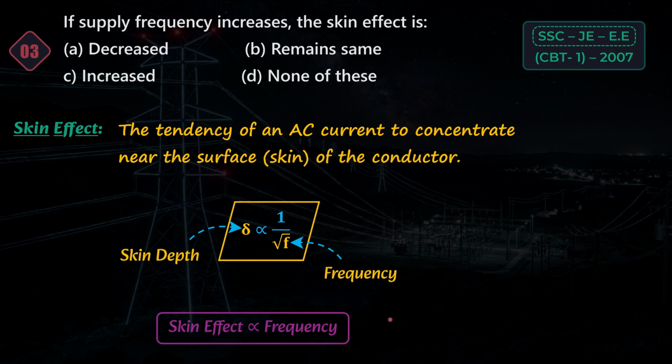As the supply frequency increases, the magnetic field inside the wire forces the current further toward the surface due to the increase in magnetic reactance, leaving the center of the conductor with almost no current flow. So we can say that if the supply frequency increases, the skin effect is increased. This is why high frequency applications often use hollow conductors or stranded wires to reduce resistance. Now, from the discussion, we can conclude that if supply frequency increases, skin depth decreases, which increases the skin effect. Therefore, option C is the right option.